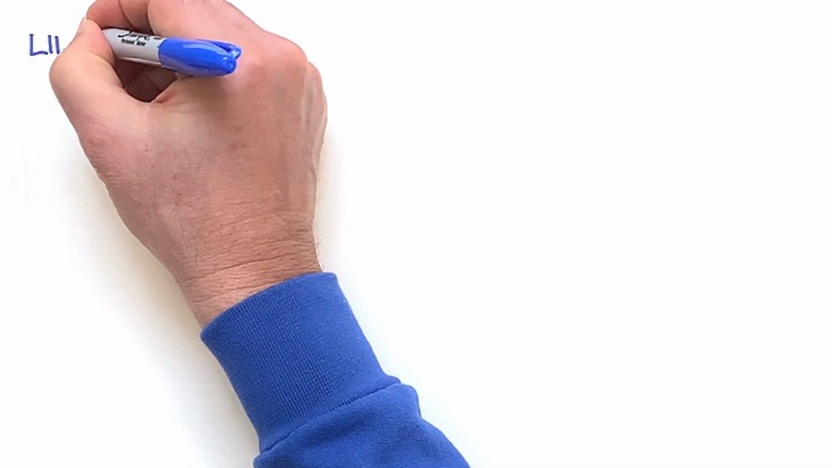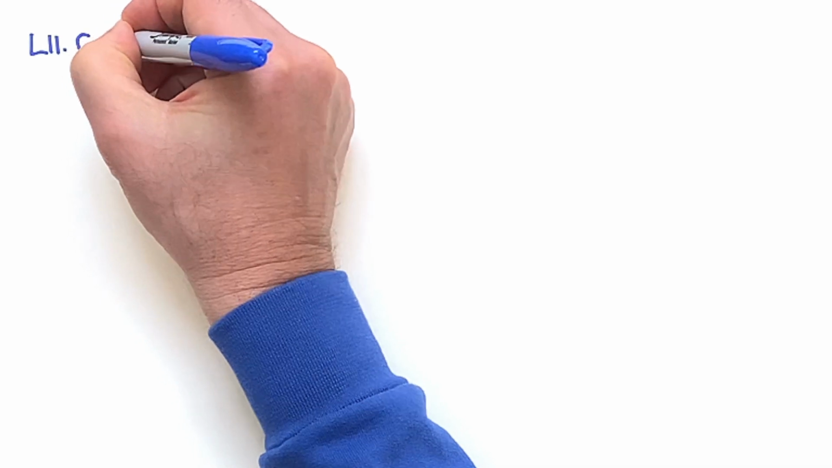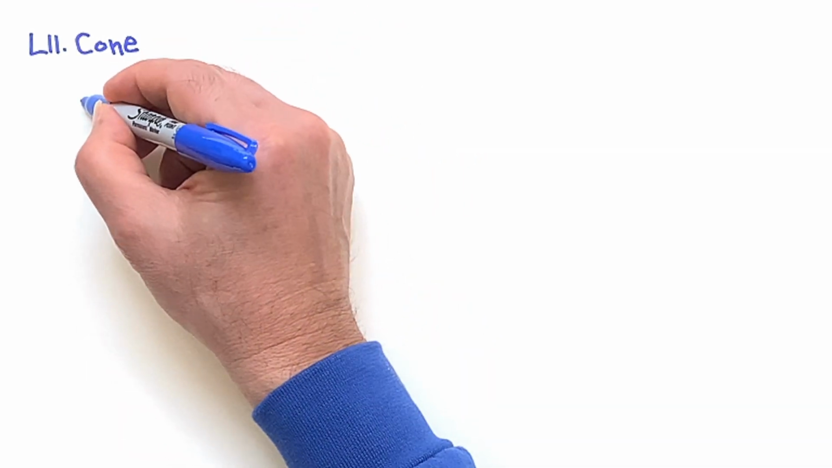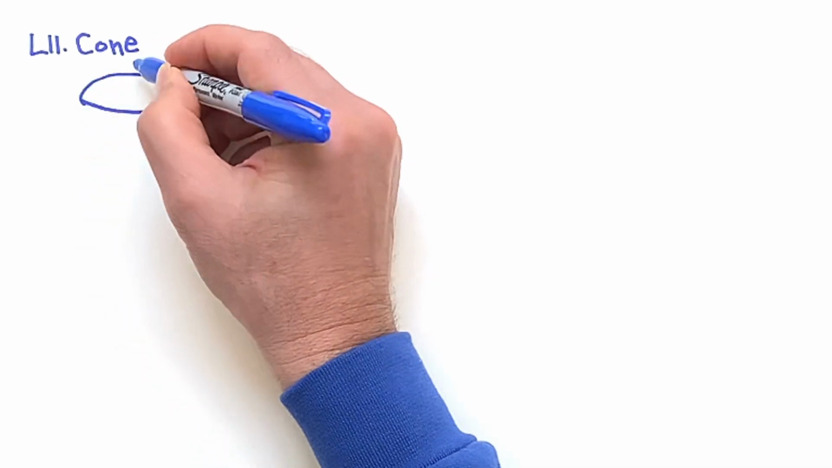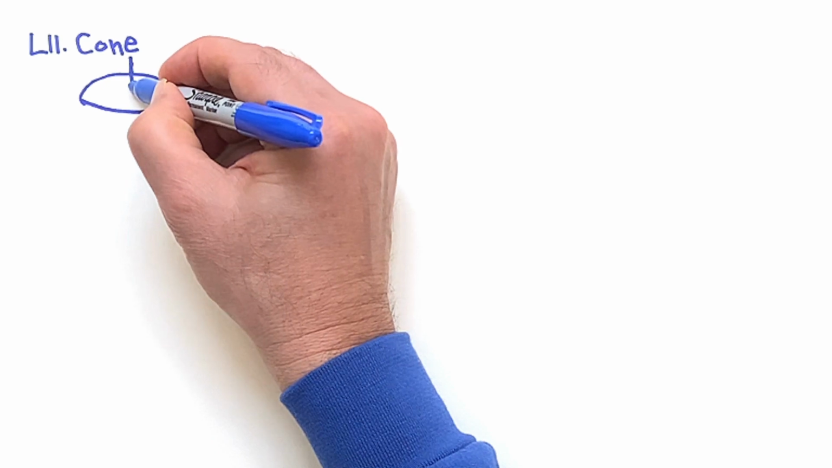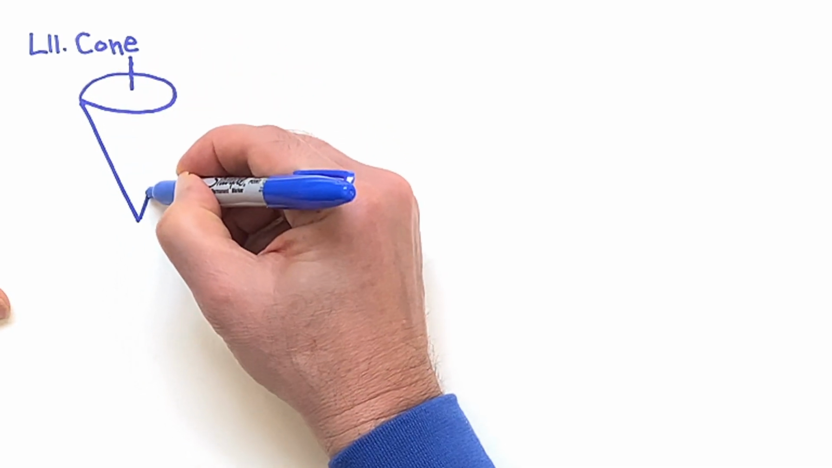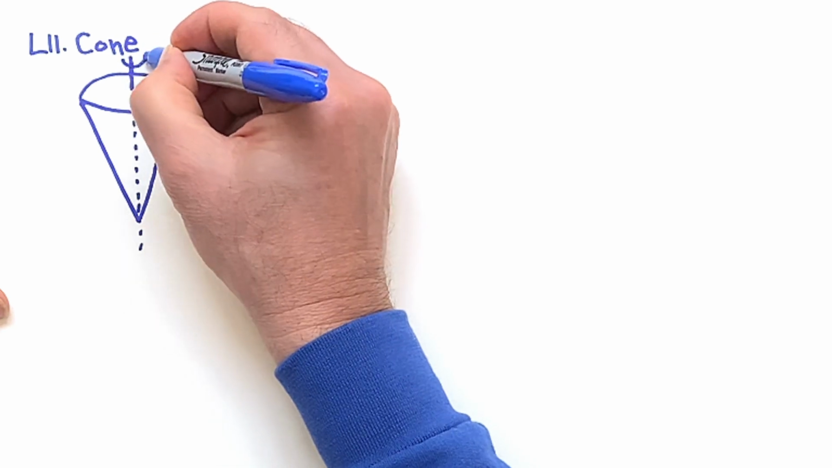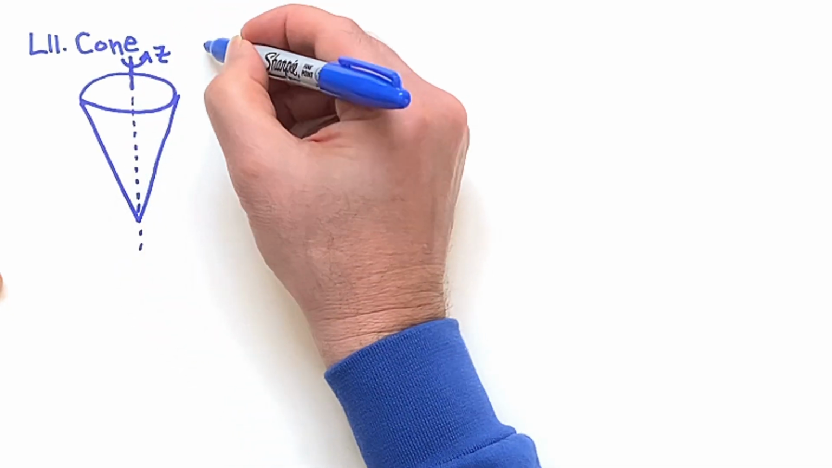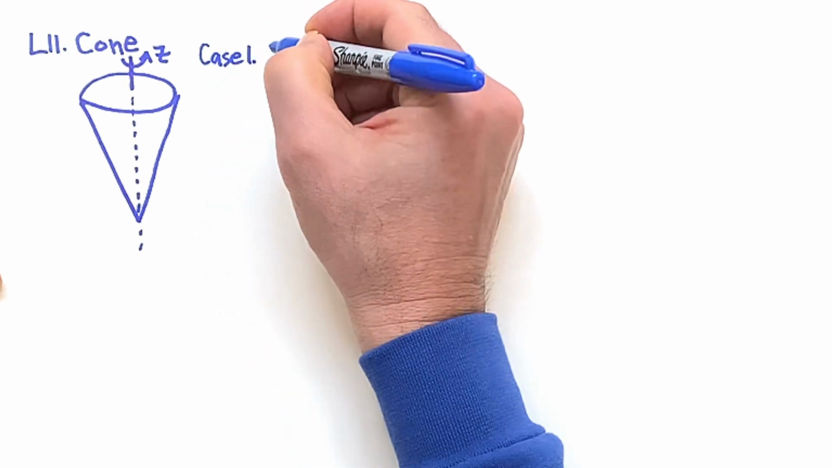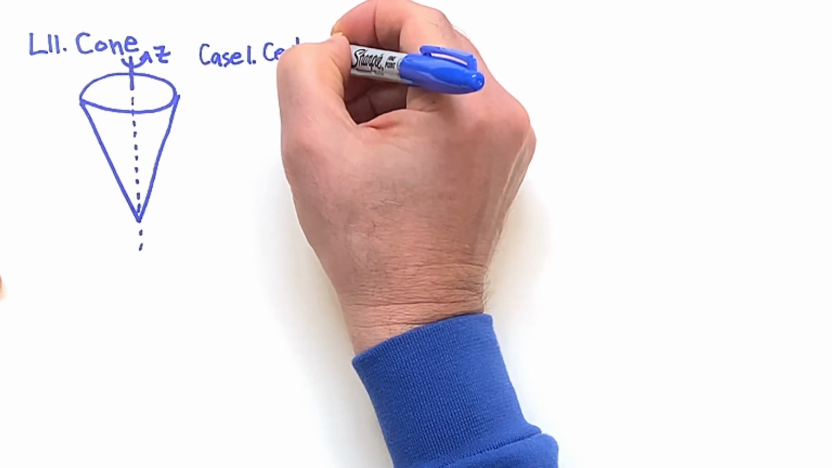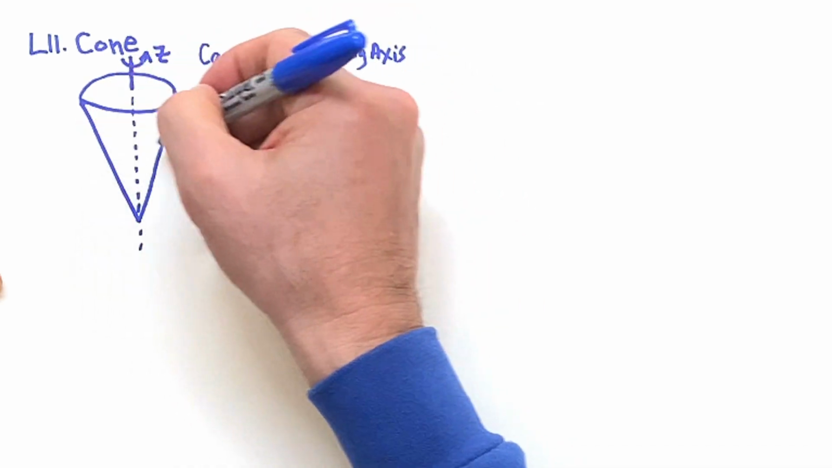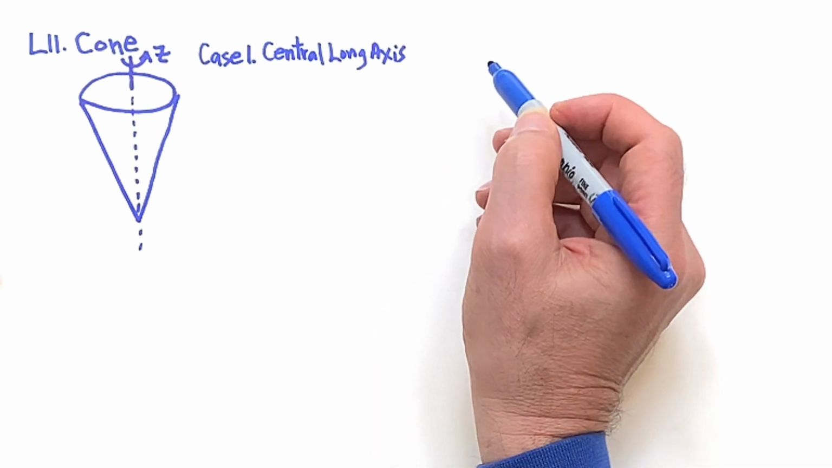L11 in our marathon of moments of inertia, the cone. Now the first one we're going to do is put the cone like this. And we're going to go along here, the z-axis, and we'll call this case 1. We'll say the central long axis. Since you could have a center going this way, we'll say the central long axis.